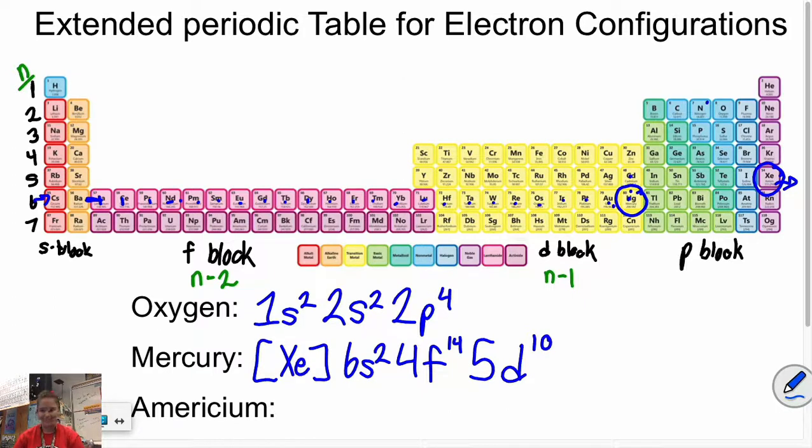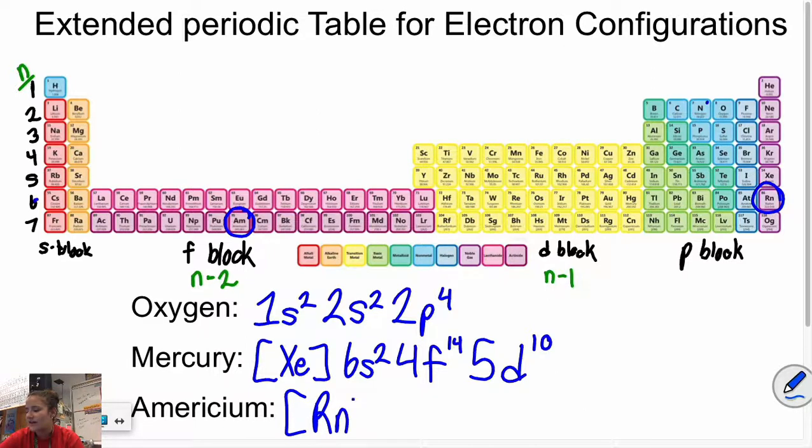Got it? Okay, cool. Let's try a really long one, and then we're going to use these to answer some questions about them. Let's look at the electron configuration for americium. There's americium down there in the bottom of the F block. Americium, same, we're going to do its noble gas, so we go to the noble gas that comes before it, which is radon. So it looks just like radon.